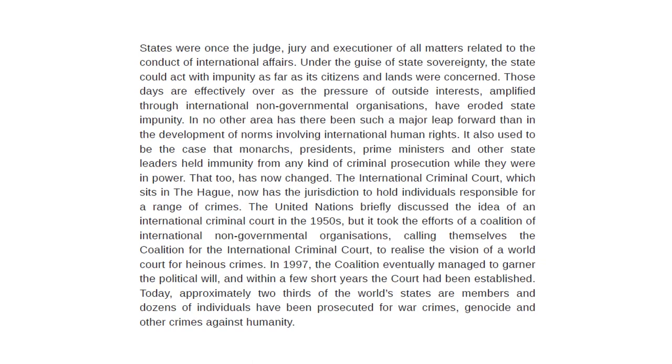The International Criminal Court, which sits in The Hague, now has the jurisdiction to hold individuals responsible for a range or variety of crimes. The United Nations briefly discussed the idea of an International Criminal Court in the 1950s. But it took the efforts of a coalition, or a group, of international non-governmental organizations calling themselves the Coalition for the International Criminal Court to realize the vision of a world court for heinous crimes. Heinous are very bad, terrible crimes. In 1997, the coalition eventually managed to garner, which means gain, the political will, which means the political power, to actually do something. And within a few short years, the court had been established.